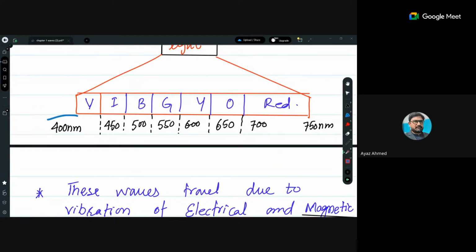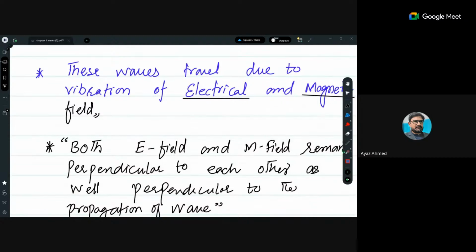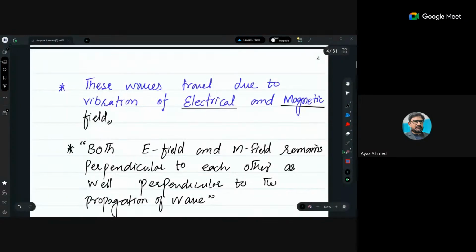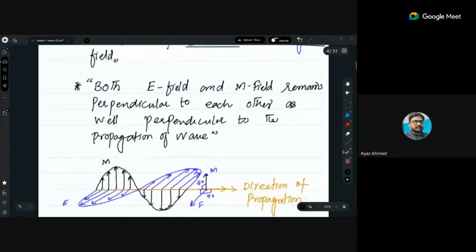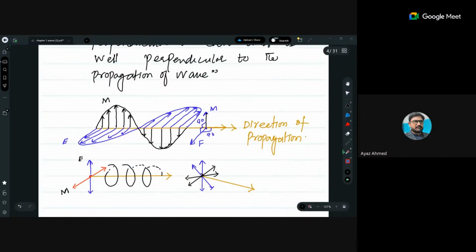When we move on, these waves travel due to the vibration of electric and magnetic fields. I told you that these are the field forces. Both the electric and magnetic fields are at a right angle to each other, that is, they are mutually perpendicular. So when they are mutually perpendicular, these waves have two components, two vectors: an electric vector and a magnetic vector.